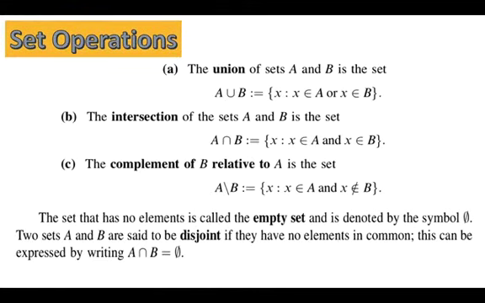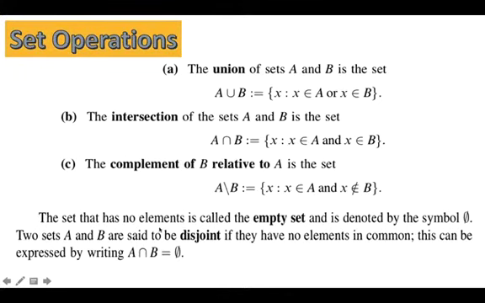Set operations, you know very well already, but I need to give you an idea. The union of sets A and B is the set A union B, x such that x belongs to A or x belongs to B, and the intersection of the sets A and B is the set x such that x belongs to A and x belongs to B. So here 'or' and 'and' differentiate between the union and the intersection. The complement of B relative to A is the set A complement B, x such that x belongs to A and x does not belong to B.